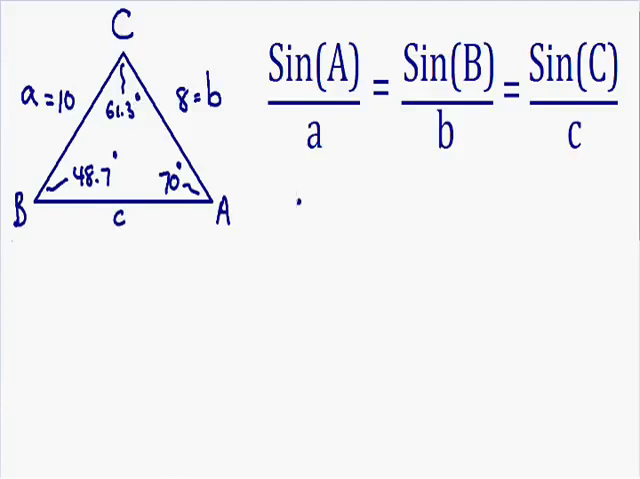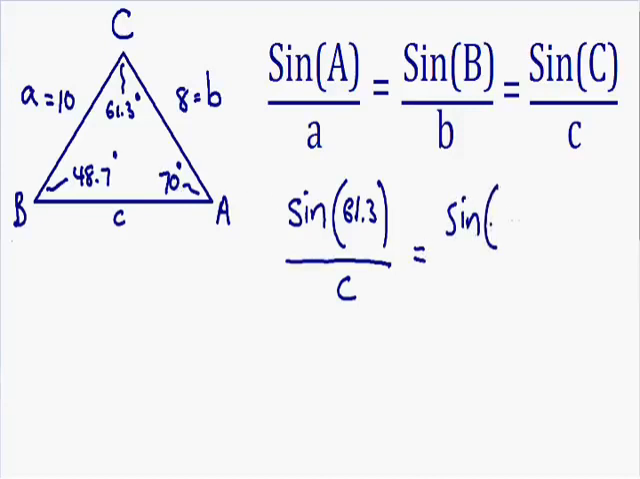Alright, so we know that the sine of angle C, and angle C is 61.3 degrees, divided by the length of side C, which we don't know yet, that's what we're solving for, is equal to the sine of A, and once again we know that angle A is 70 degrees, over the length of side A, and we know that the length of side A is equal to 10.